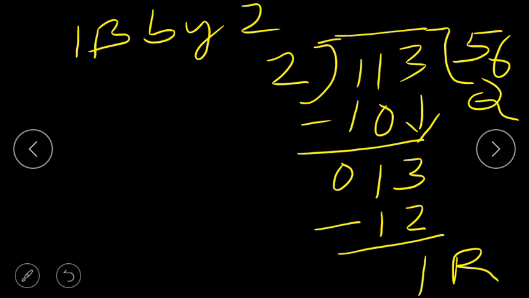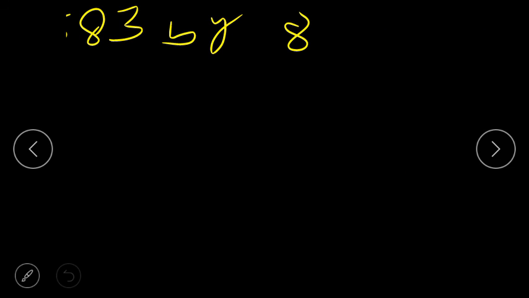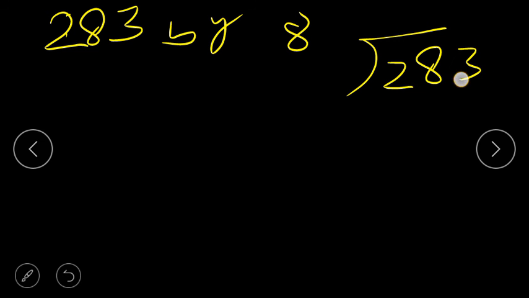This is 113, okay? 283 by 8. This is not 83. You have to divide 283 by 8. Okay, let me do. This question I have taken from your book only. Which questions are left, you have to do as homework. You have to do it yourself.